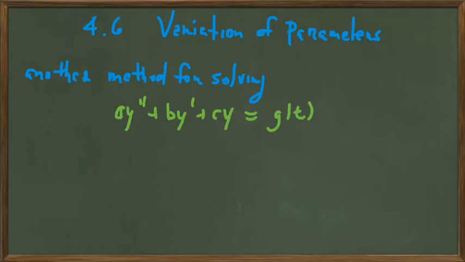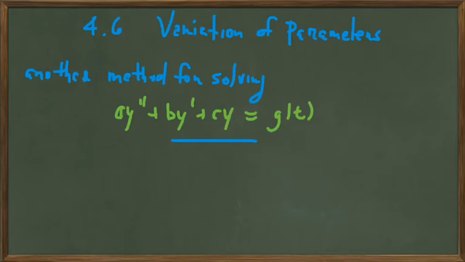In this video we're going to derive and then apply another method for solving differential equations that are non-homogeneous. In particular, this type of second order linear differential equation with constant coefficients, a y double prime plus b y prime plus c y equals g of t, where a, b, and c are constants.